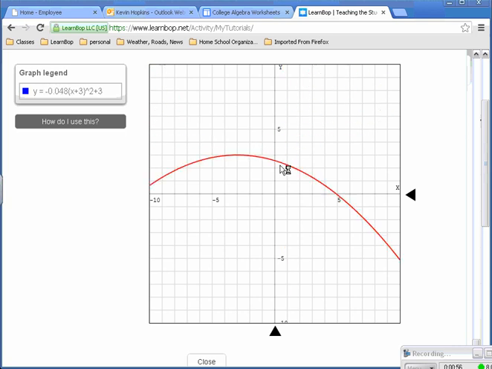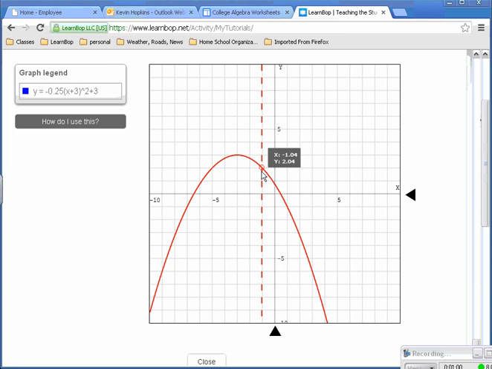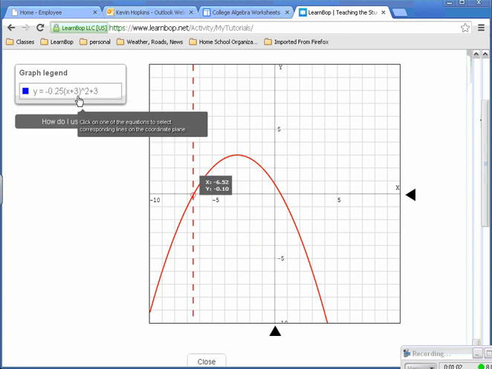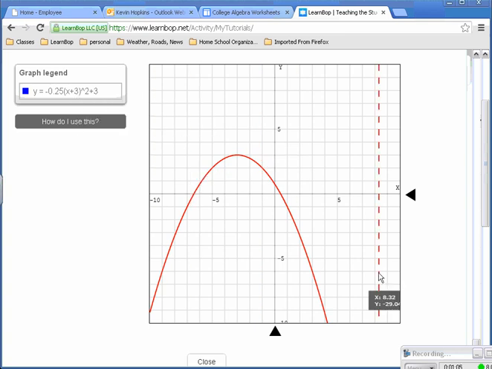And we can put it through specific points. So we can even shift it down, going through specific points, and it will snap and go through that point and give you the exact equation. So I hope this helps you realize a little bit what the graphing widget can do, now applied to quadratic functions.